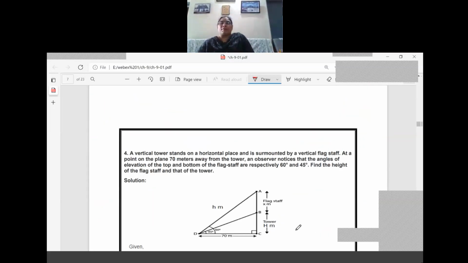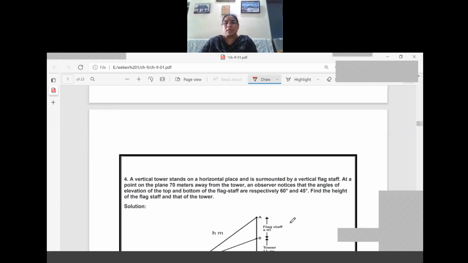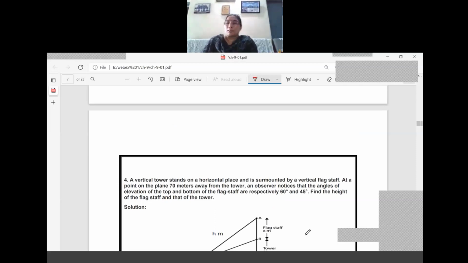A vertical tower stands on a horizontal plane and is surmounted by a vertical flagstaff. At a point on the plane 70 meter away from the tower, the observer notices that the angles of elevation of the top and bottom of the flagstaff are 60 and 45 degree. Find the height of the flagstaff and that of the tower. So while reading this question, it may be difficult to form its concept diagram.